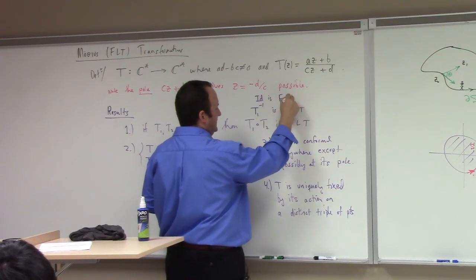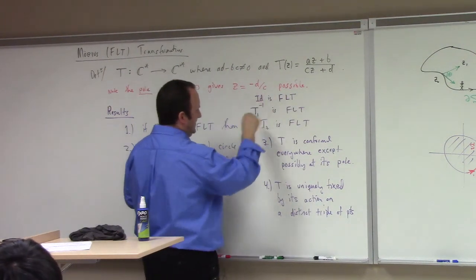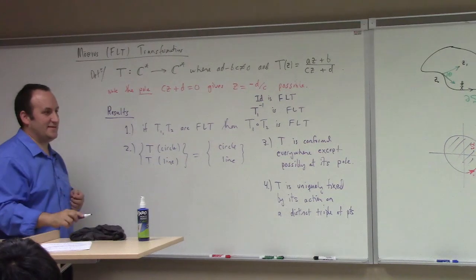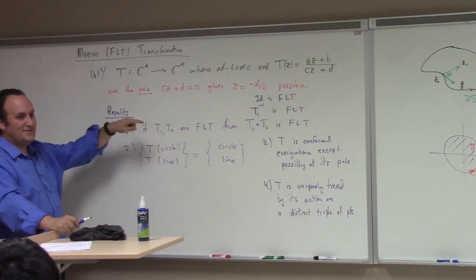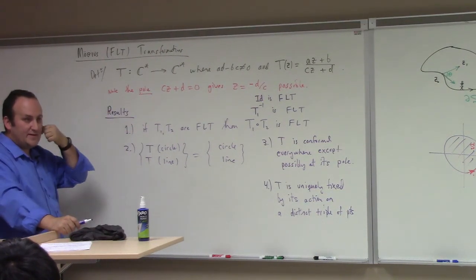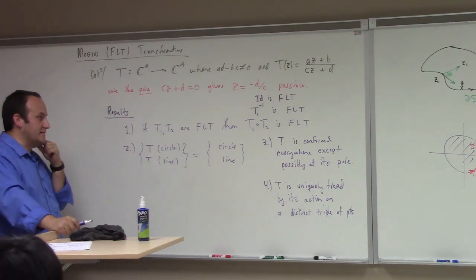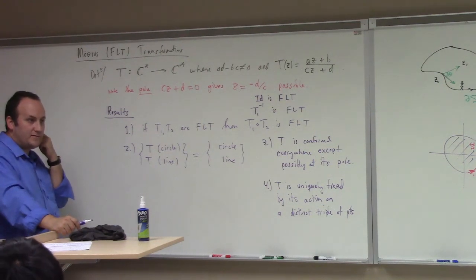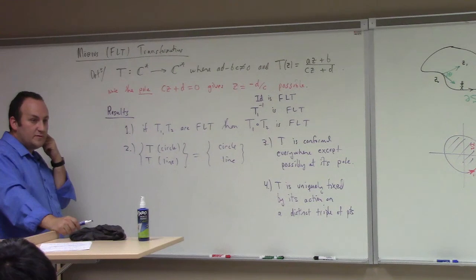Now, this list of 3 things here is not really for this class. Point number 1, if you look at all 3 of those things, if you're in abstract algebra, you can identify that, in fact, the set of all fractional linear transformations forms a group because it's closed under composition and inversion. And it's got the identity, so it's not empty.